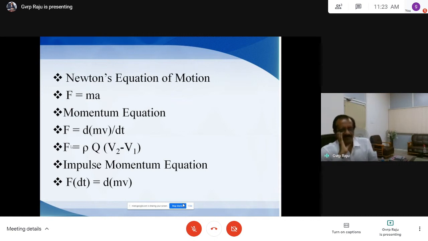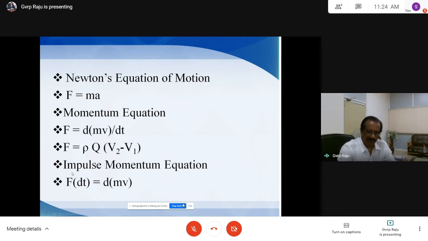Then what is the impulse momentum equation? Suppose you further change this momentum equation: F dt is equal to d of mv. So I have taken this dt to this side. So this is F dt, which is equal to d of mv. F dt is equal to d of mv. So F dt is the impulse momentum equation.